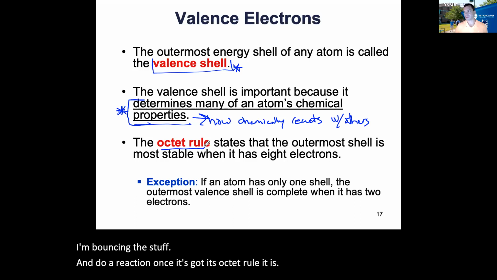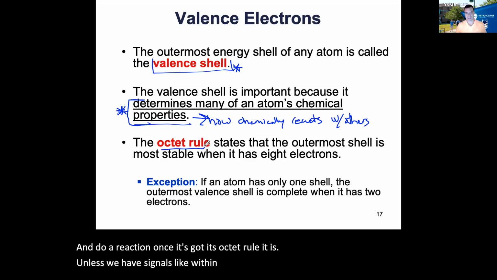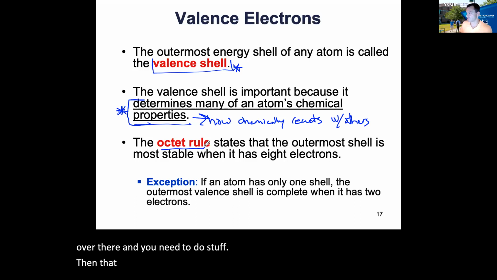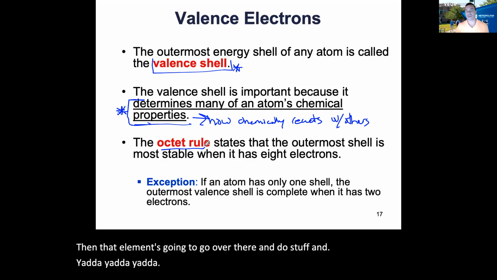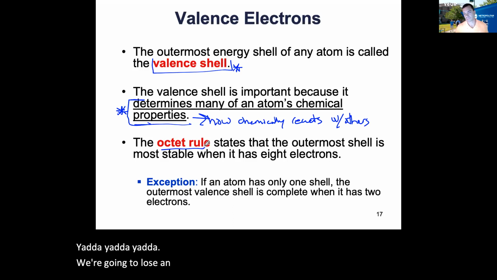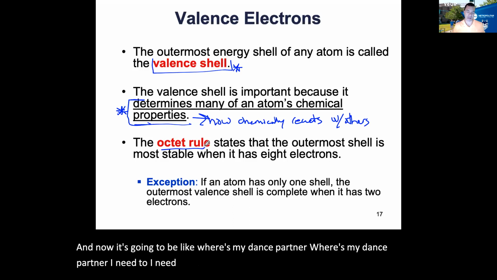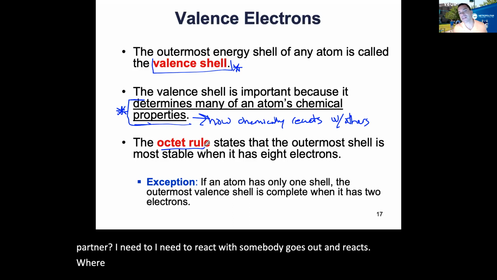Unless we have signals within the body, chemical signals that say, hey, you need to go over there and do stuff. Then that element's going to go over there and do stuff. We're going to lose an electron, and now it's going to be like, where's my dance partner? I need to react to somebody, and it goes out and reacts. Where in the hell would you see this in the human body? Well, pretty easy.